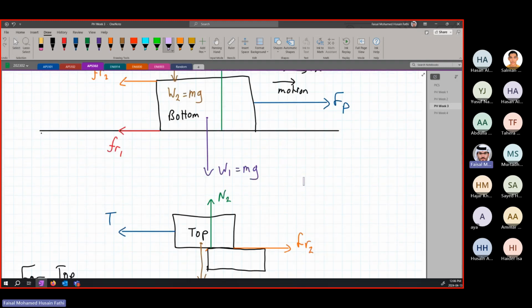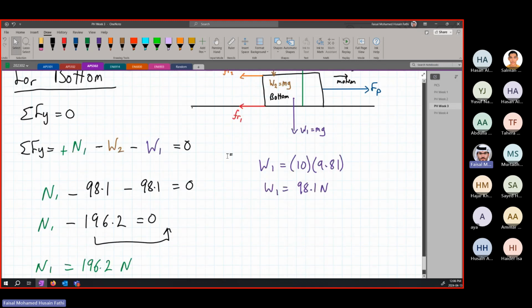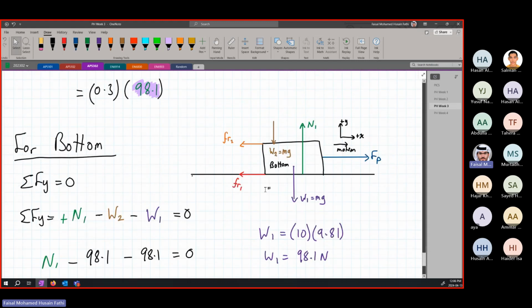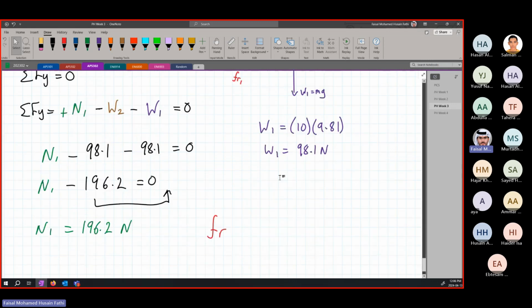Let me just highlight this. So this N2 is different, okay? This normal force that we found here is different. This one is not the same as N1 that we found earlier. Now we are trying to find N1 to find the friction force, the red friction force that is between the ground and the box. We already found FR2, we just need to find FR1.